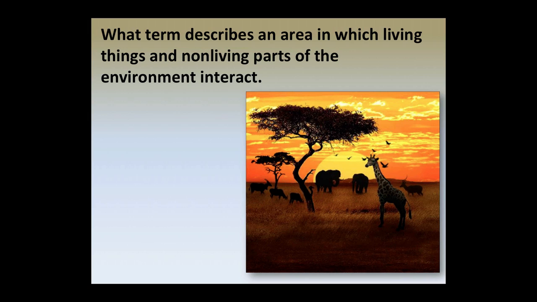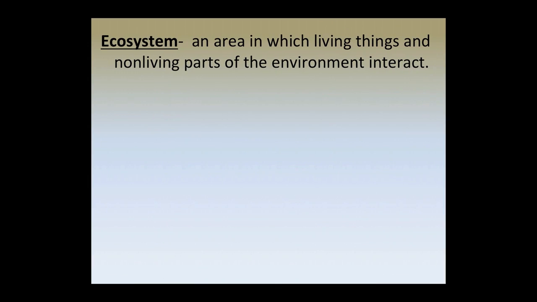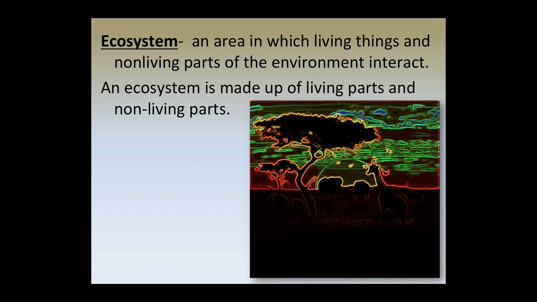What term describes an area in which living things and non-living parts of the environment interact? The answer is, of course, ecosystems. And that's what we've been talking about this past couple of weeks. Ecosystems and the living things and the non-living things that are inside or within ecosystems. There's your hint. Living things and non-living things. I don't know why scientists try to make everything sound so complicated. We're finna break it down real simple right here.